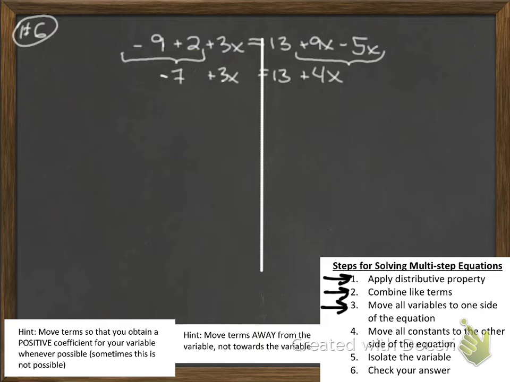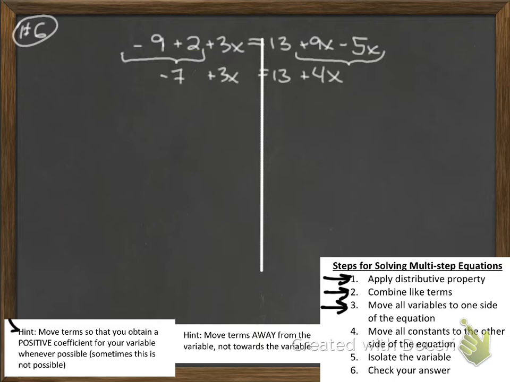Now we want to move all the variables to one side of the equation. So in this problem, we have a positive 3x on one side and a positive 4x on the other side. So I could, if I wanted to, absolutely subtract 4x from both sides. However, please note that doing that would give me a negative x or a negative 1x. This is not wrong. That's absolutely a valid thing to do algebraically.